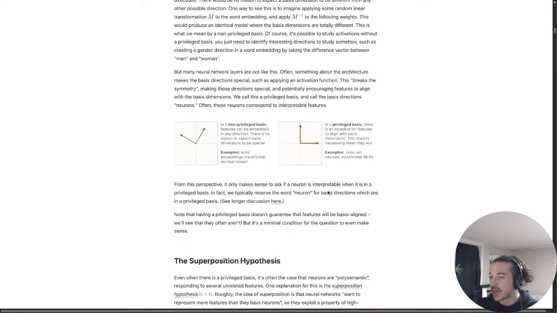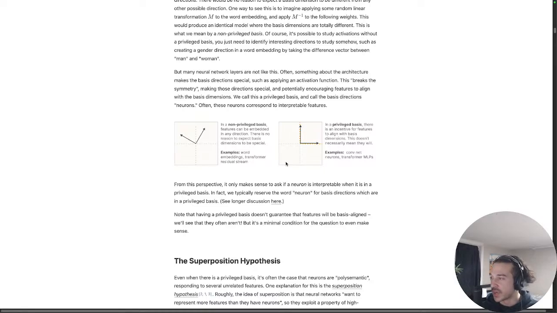So here we see two diagrams. On the left, in a non-privileged basis, features can be embedded in any direction. There is no reason to expect basis dimensions to be special. Examples: word embeddings, transformer residual streams. And we see two arrows that seem to be orthogonal to each other, but they are making diagonal lines with the origin, with the two axes.